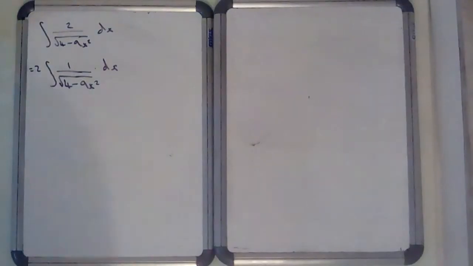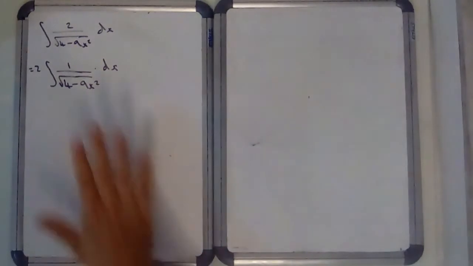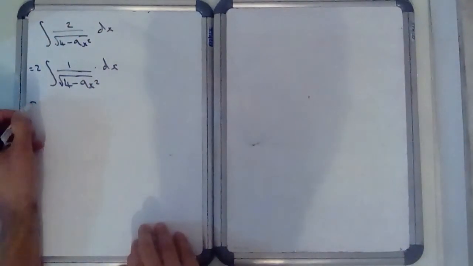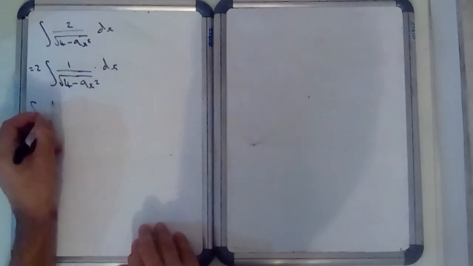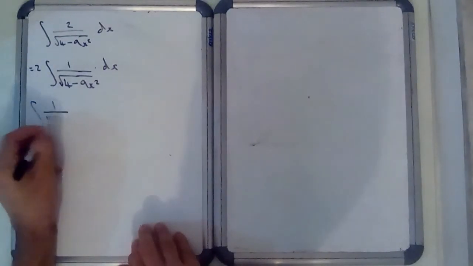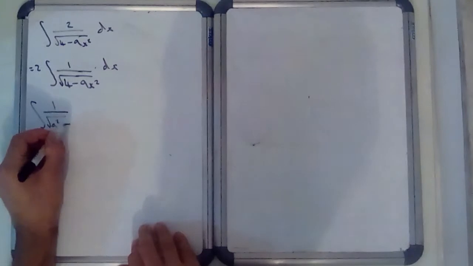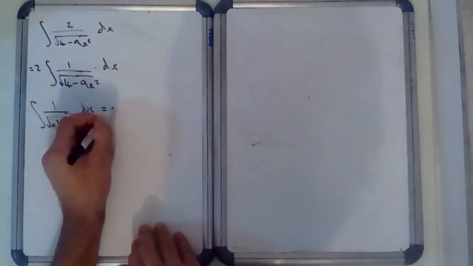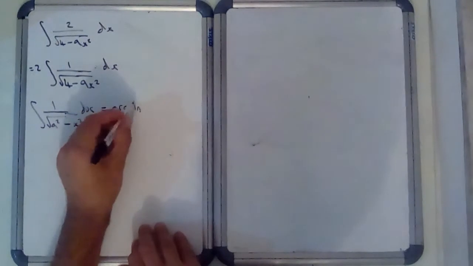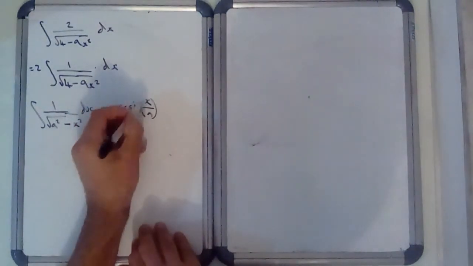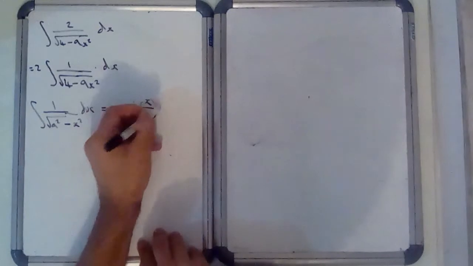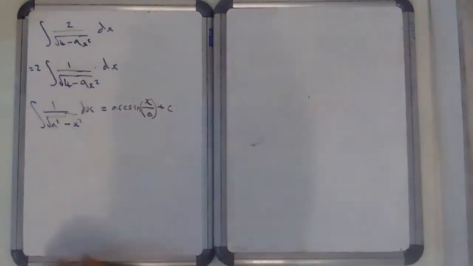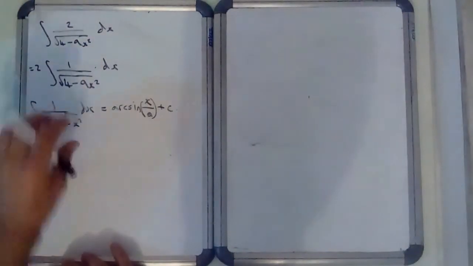Looking at the standard integrals, the one that looks most like this is, from the formula book, the integral of 1 over the square root of a squared minus x squared with respect to x equals arc sine of x over a, plus the constant of integration. Right, so I want to make this look like that.